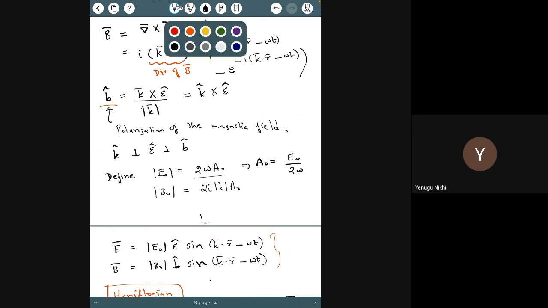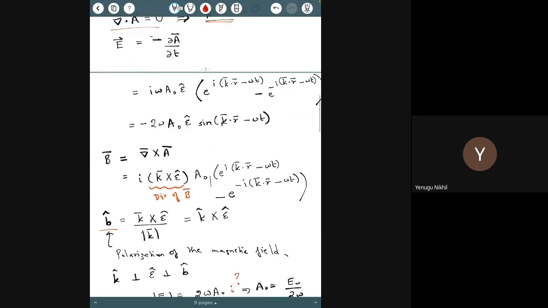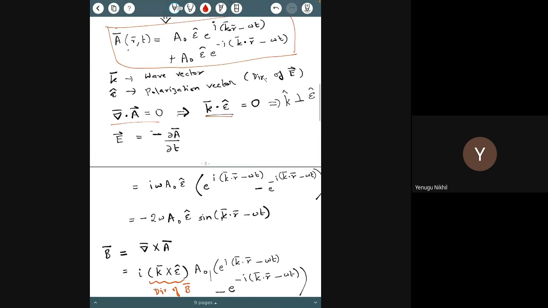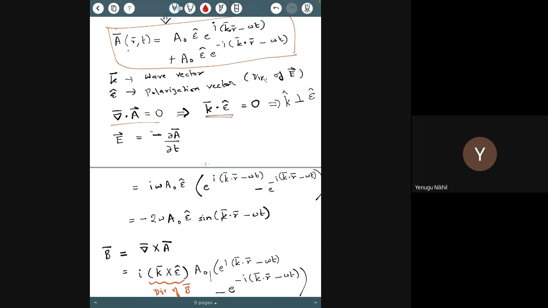So I'll mark this part also. There should have been an I here, but I'm not sure. So maybe when we do this E derivation, this minus del A del T, then maybe we do not end up with an I, is it? No, we have minus I omega. We will end up with an I.